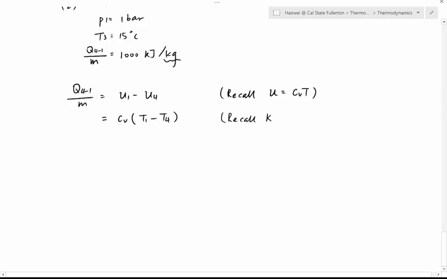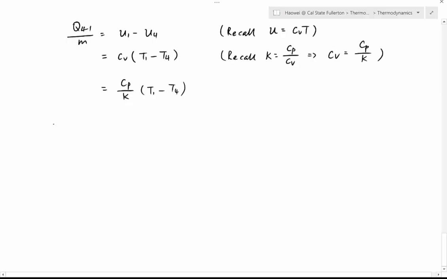The definition of K is Cp over Cv. So from here, we can rewrite Cv into Cp over K. So now this equation becomes Cp over K times (T1 minus T4). Since we're looking for T1, we will move T1 alone to the left-hand side and everything else to the other side. This equation becomes Q421 per unit mass times K over Cp, and then plus T4.